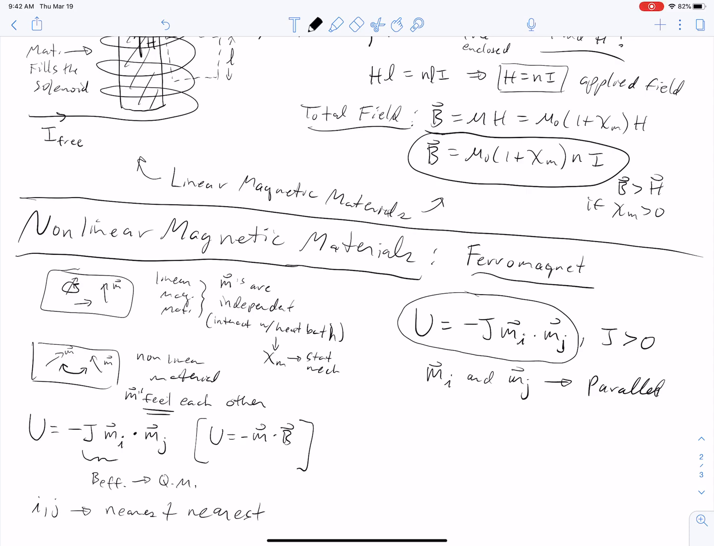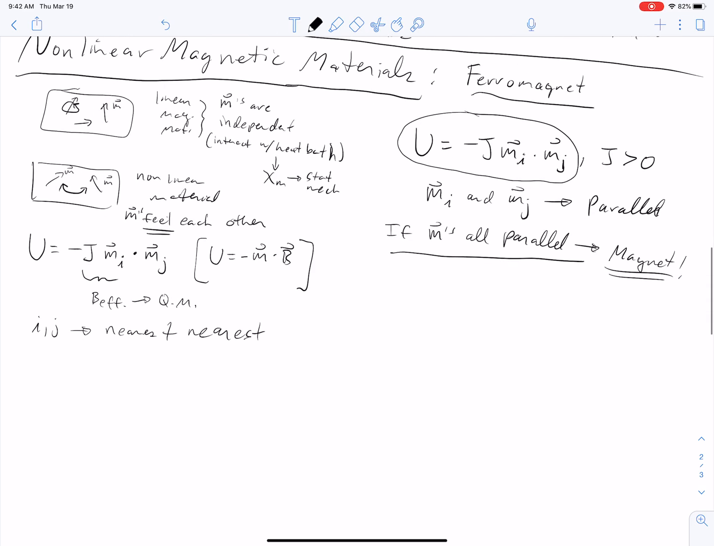Now, what happens if the m's are all parallel? Then what do we get? If the m's are all parallel, then of course we get a magnet. Yay, that's what a magnet is. The thing that sticks to your refrigerator, that's a magnet. And let's draw a magnet. I'll draw a long skinny magnet, and I'm drawing the little m's, all the little magnetic dipoles in it, parallel. So this is a magnet.